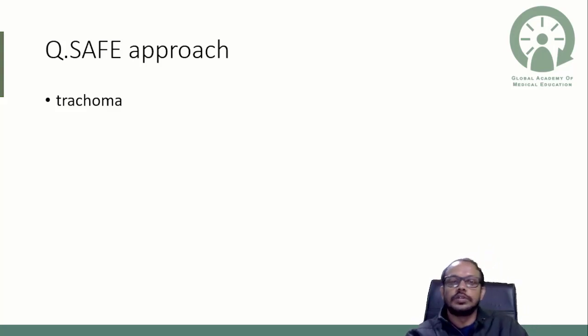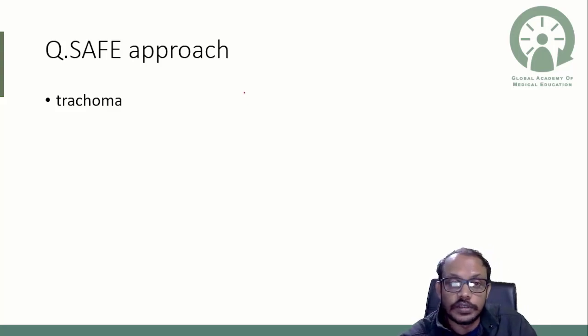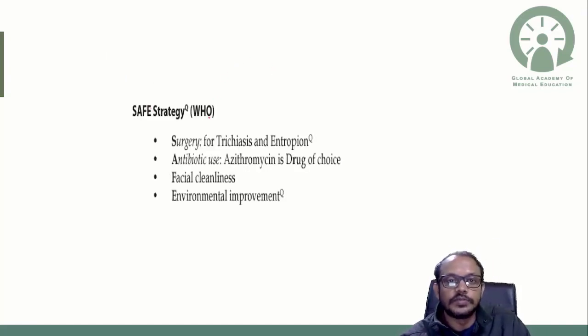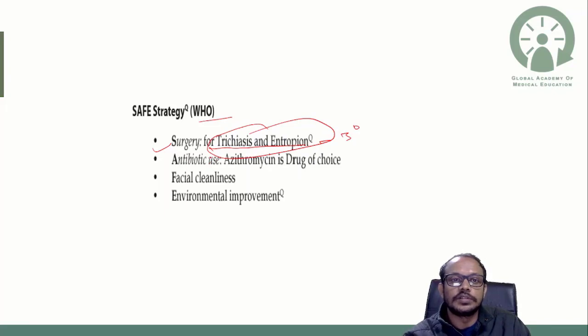Safe approach. There was confusion about whether the question asked about the safe approach or the prevention strategy. The safe approach is usually followed in trachoma. We all know the SAFE strategy by the WHO for trachoma. Surgery for trichiasis and entropion is a tertiary kind of prevention. Trichiasis and entropion are complications of the trachoma infection by Chlamydia trachomatis, okay.